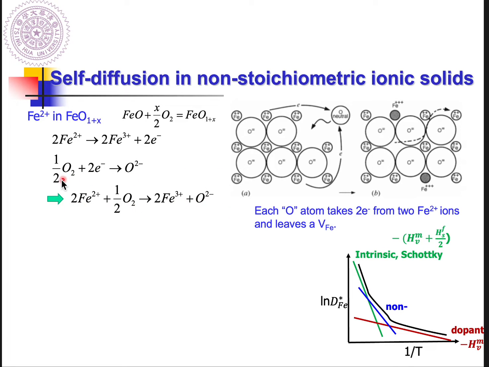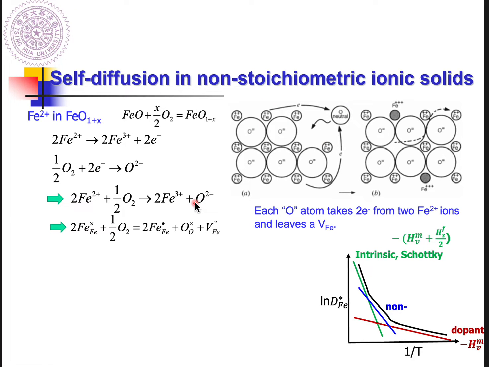So what does this equation tell you? In this ionic material, some irons are with 2 positive charge, but in the presence of oxygen, some irons will become 3 positive charge. So some iron ions are 2 positive charge and some are 3 positive charge. In this kind of case, we call this effect the non-stoichiometry effect.